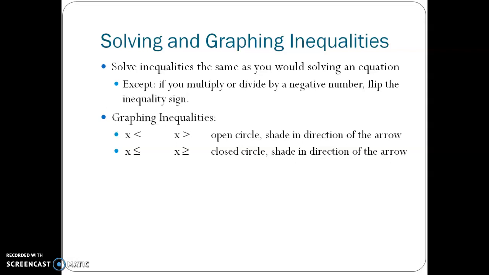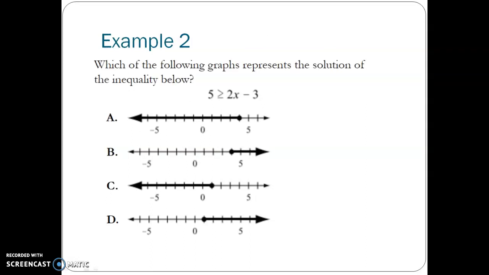All right, let's take a look at example 2. Which of the following graphs represents the solution of the inequality below? So we have 5 is greater than or equal to 2x minus 3. So let's go ahead and take this inequality and get x by itself. It looks like we'll start off by adding 3 to both sides. That's going to leave us with 8 on the left, so 8 is greater than or equal to 2x. We want to get the x by itself, so we'll divide both sides by 2. That's going to leave us with 4 on the left and x on the right.